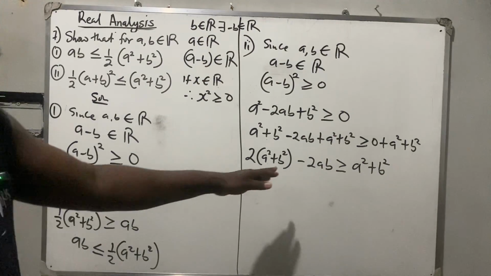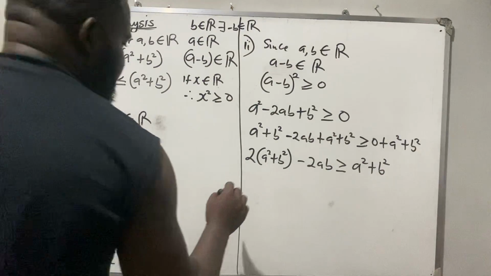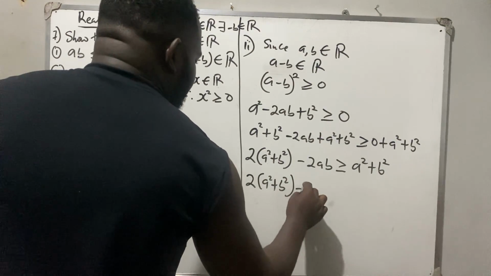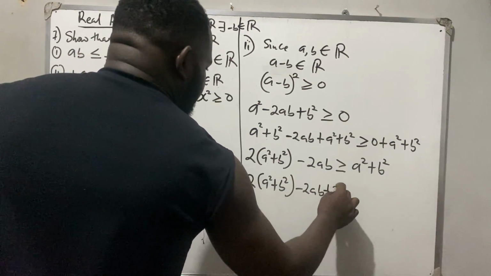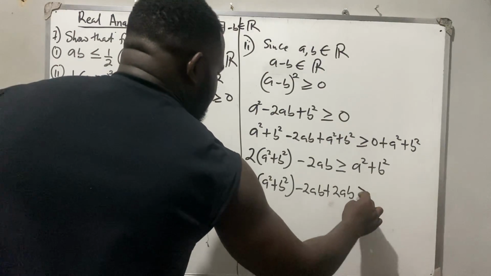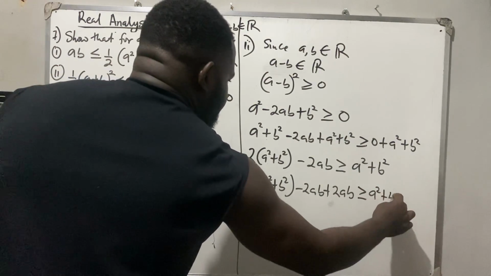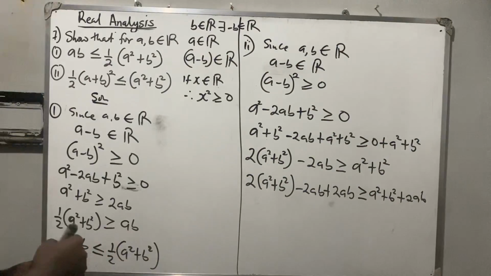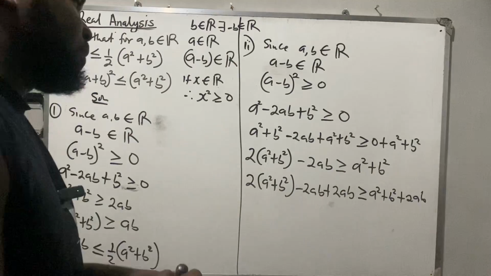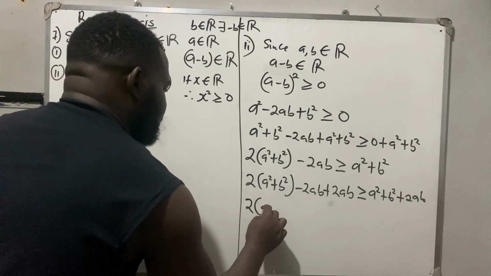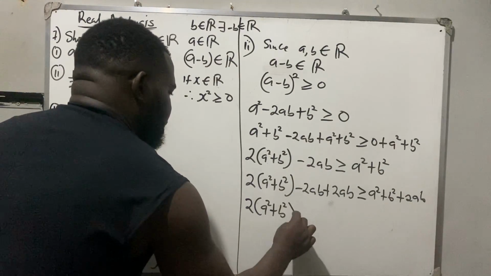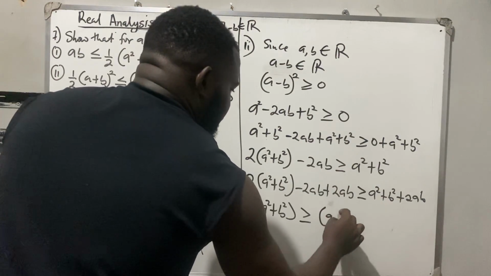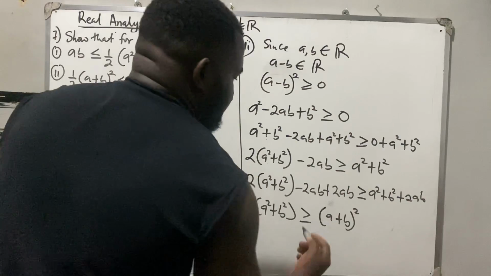So add 2ab to both sides. I'm going to have 2 into a squared plus b squared minus 2ab, then plus 2ab is greater than or equal to a squared plus b squared plus 2ab. Now, if you look at it, this and this is gone. So I am left with 2 into a squared plus b squared is greater than or equal to, and this one could be written as a plus b all squared. They are the same thing.